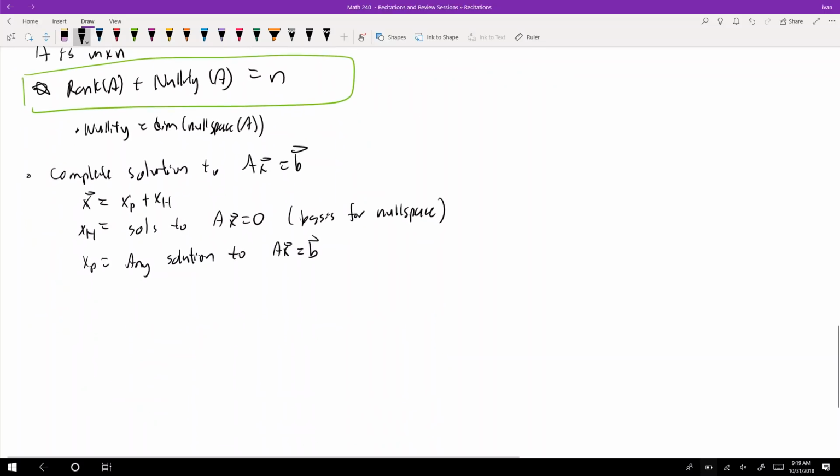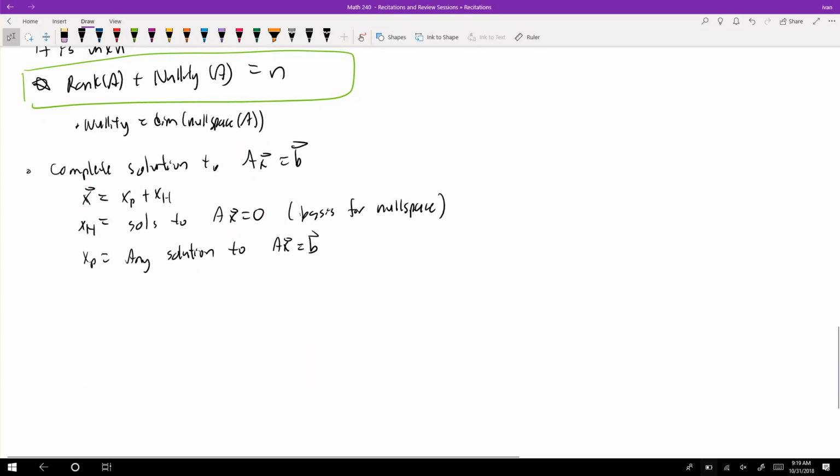So 4.10, I'm not going to cover it. It's just a bunch of equivalent conditions for invertibility. If we have time at the end, I'll talk about it, but I didn't have time last recitation. So let's talk about linear transformations then. So 6.1 through 6.5.